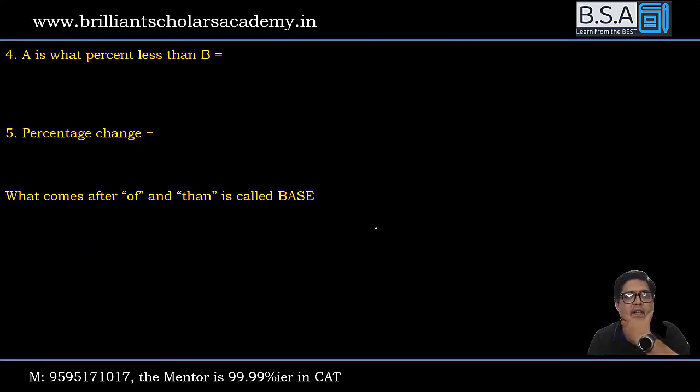A is what percentage less than B. A कितना कम है B से? तो कितना कम है, to find out I have to first find out the gap. What comes after then? B.